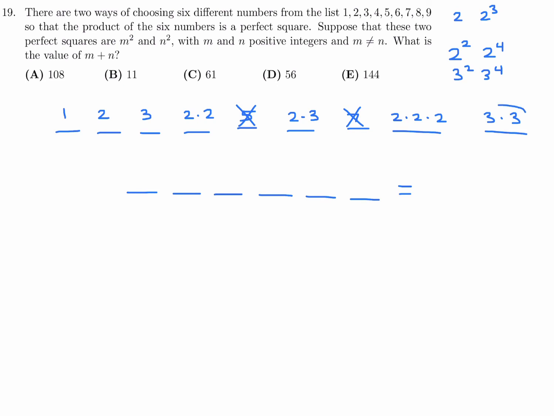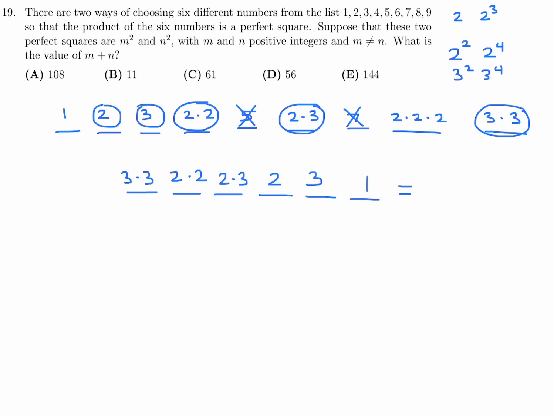So I'm going to start off with this guy, 3 times 3. Okay, that's pretty good. Let's see here. I'll put in this 2 times 2. So far, I'm choosing perfect squares. Might as well put in this guy, 2 times 3. But then I've got to match them, remember? So I'll put a 2, and I'll put a 3, and then I'll stick in that 1.